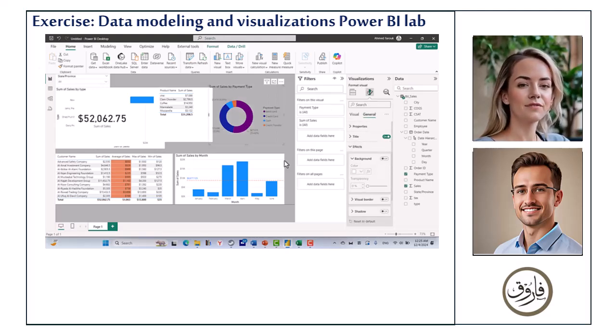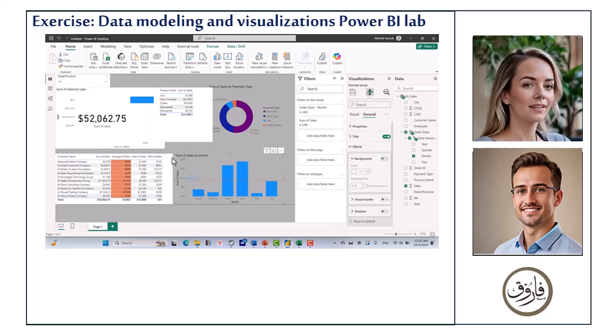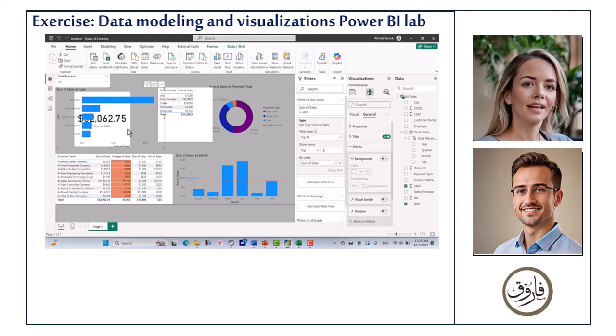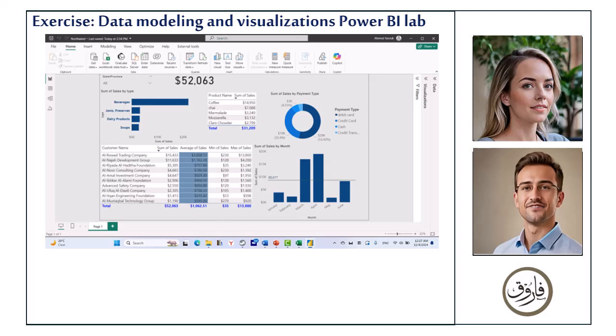Next, we need to make the visual's background transparent. For each visual, go to the Format pane, select General, and under Effects, disable the background. That's the end of Level 1.